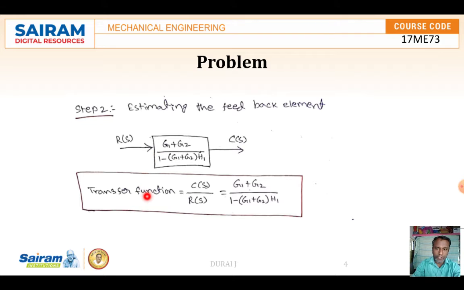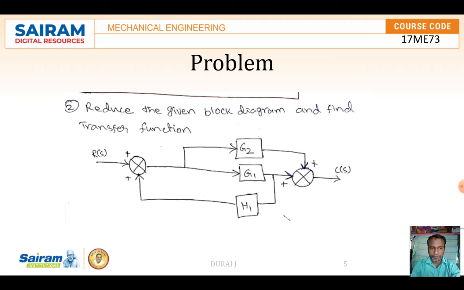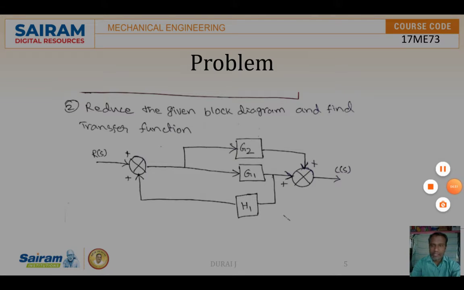Okay, finally we have to write down separately: transfer function is equal to C(s) by R(s) is equal to what is there in the block, that we have to write over there. So this is the first problem. Then comes the second one.